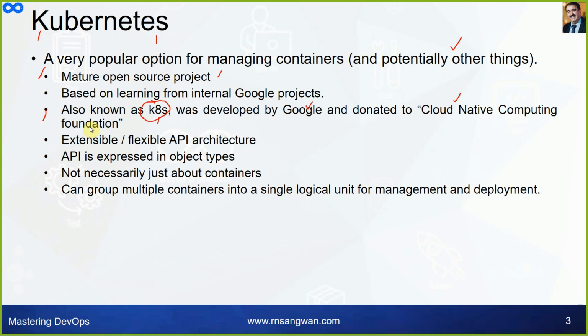It has an extensible, flexible API architecture, which is expressed in object types. It is not necessarily just about containers, but we can use other related resources also, like storage, role-based access control, networking. It can group multiple containers together in a single logical unit for management and deployment purposes.